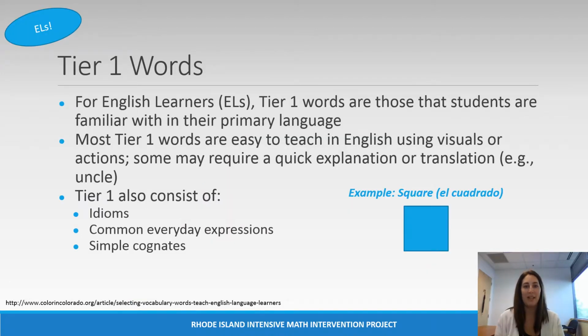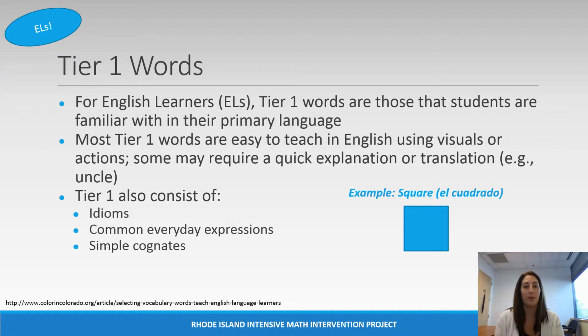Tier 1 words should be taken into consideration for all of our students, but are particularly important for our ELs and at-risk students. Tier 1 words are those that are key to understanding the passage or word problem. Since ELs usually know the word in their primary language, these words can be easy to teach. Visuals and actions are quick ways to represent many Tier 1 words. For example, with the word square, we have the translation in Spanish and a quick visual. Later in this presentation, we will be discussing graphic organizers, such as the Frayer model, and total physical response, or TPR, as 2 instructional supports that work well with many Tier 1 words.